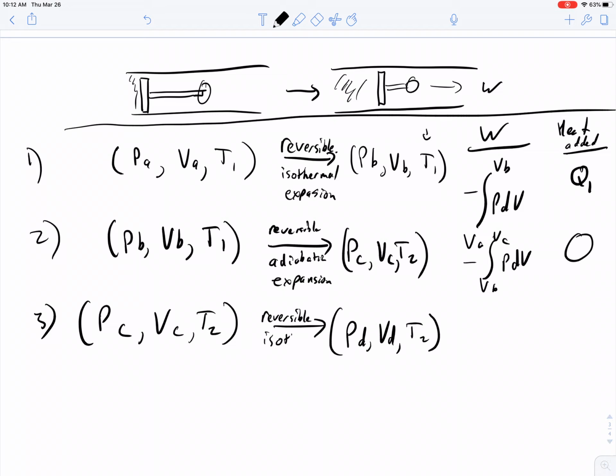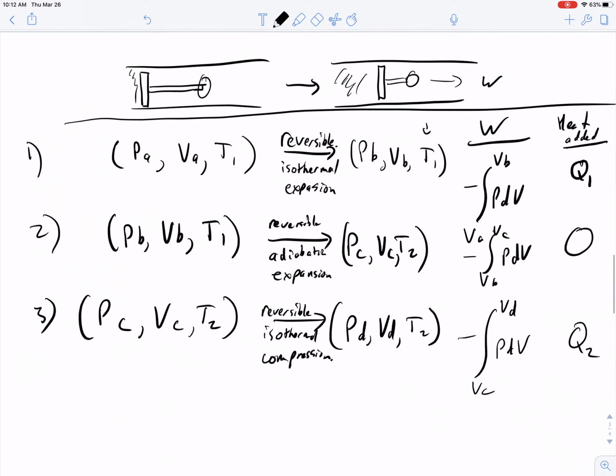Reversible, isothermal compression. And the work that you're extracting from this process is the work you get by going from VC to VD, pressure volume work of PdV, and the energy that requires is Q2.